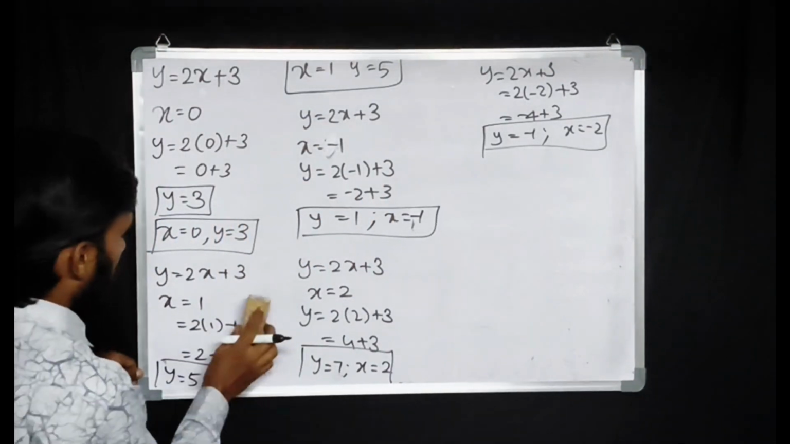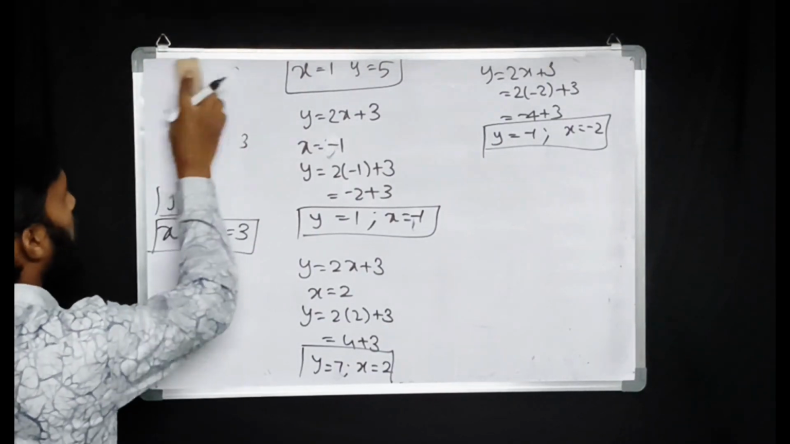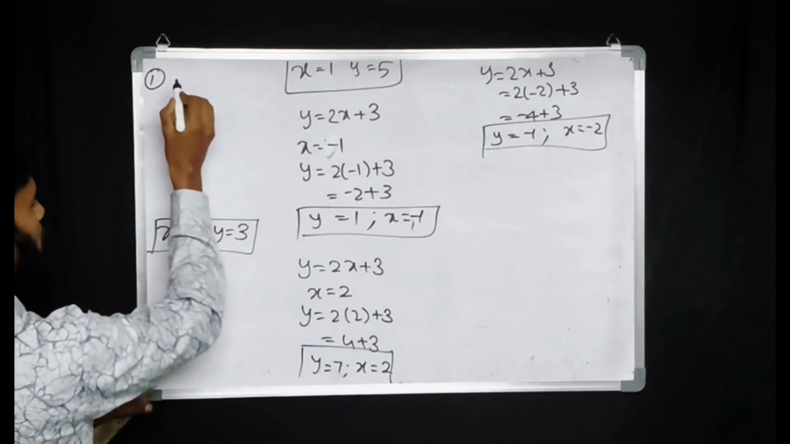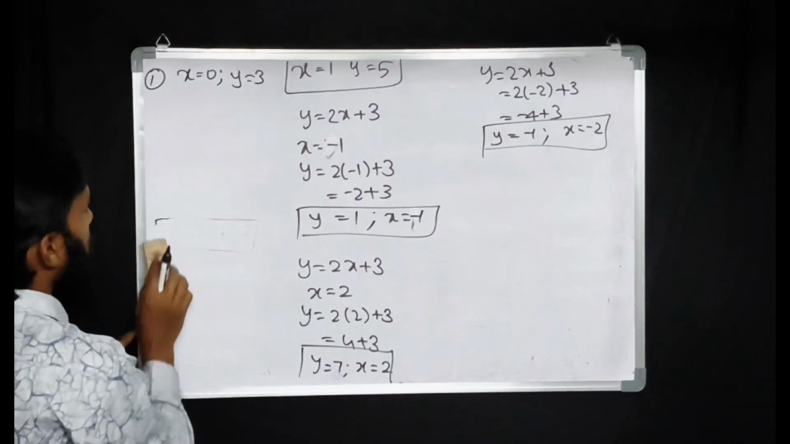Now see what to do. We just have to substitute these values in the graph. What is the first point here? x is equals to 0 and y is equals to 3.